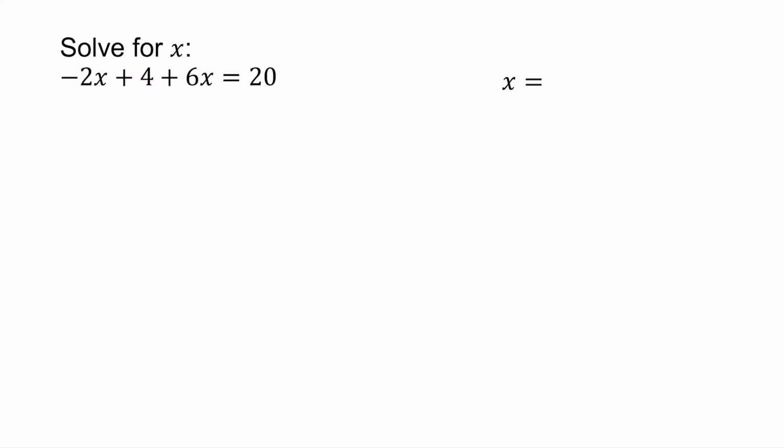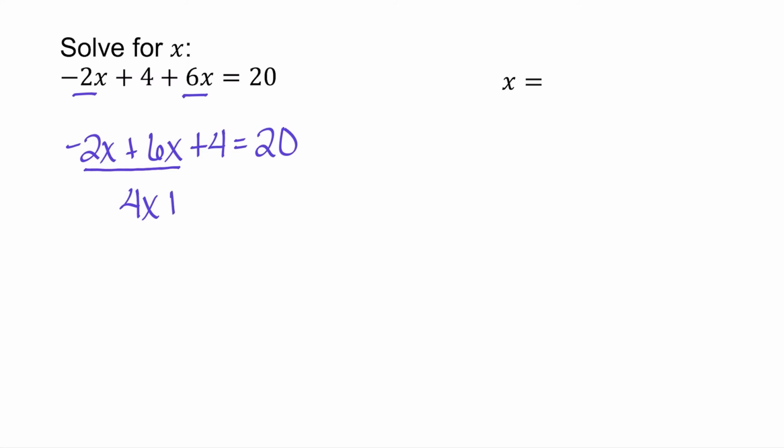So in this problem, when we're going to solve for x, we're going to start off by combining these like terms. Notice that I have a negative 2x and a 6x that are like terms. So I'm going to rewrite this equation so the like terms are written together. So negative 2x plus 6x plus 4 equals 20. Now I'm going to combine these two terms. And when I combine them, remember that I combine the coefficients. So negative 2 plus 6 will give me 4x. And then I have plus 4 equals 20.